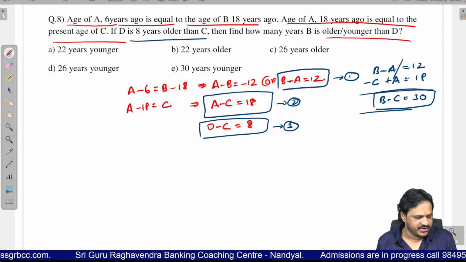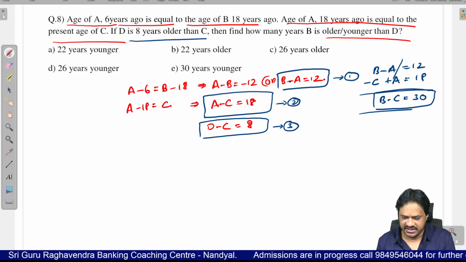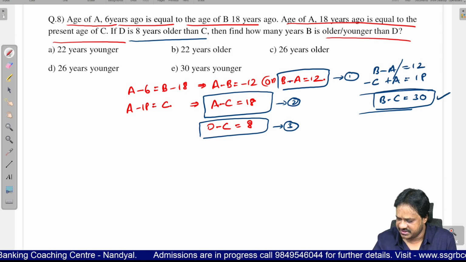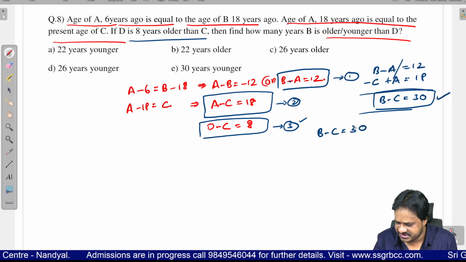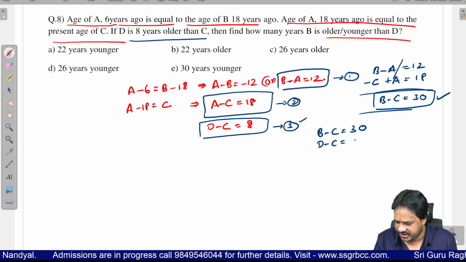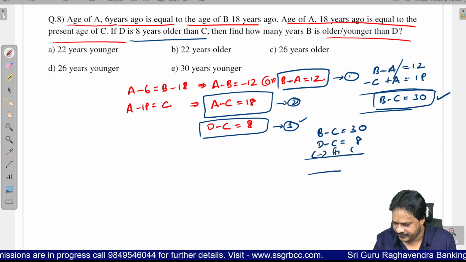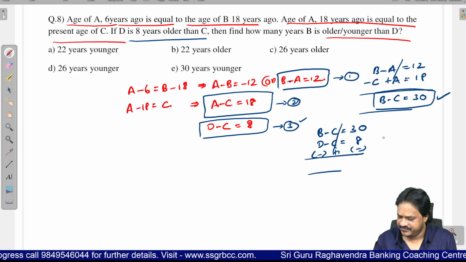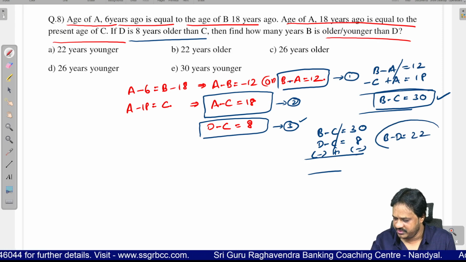Now B minus C we got as 30 years. D minus C is equal to 8 years. Now take these two equations. See, B minus C is 30, D minus C is 8. Let us change the symbol. Then you will get B minus D is equal to 22.